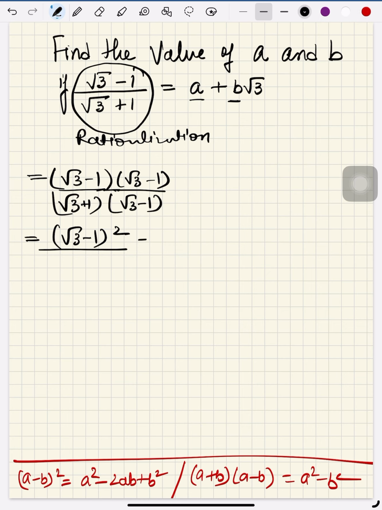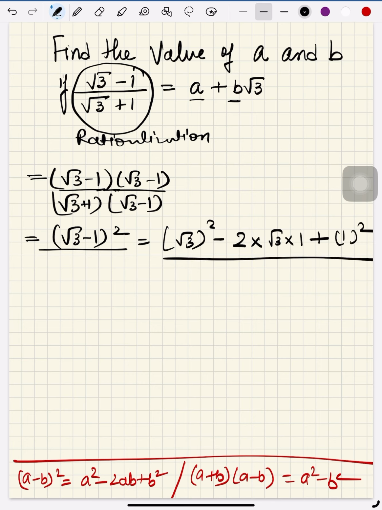So this gives us root 3 minus 1 whole square. So a square is root 3 square, minus 2ab, so minus 2 times a, which is root 3, times b, which is 1, plus b square, so b square is 1 square. Correct? And this one is a plus b, a minus b: root 3 plus 1 is a plus b, root 3 minus 1 is a minus b. So that means your a is root 3, b is 1. So root 3 whole square minus 1 whole square.